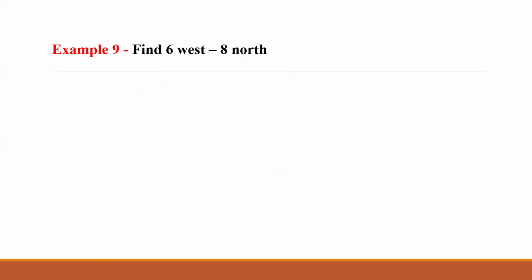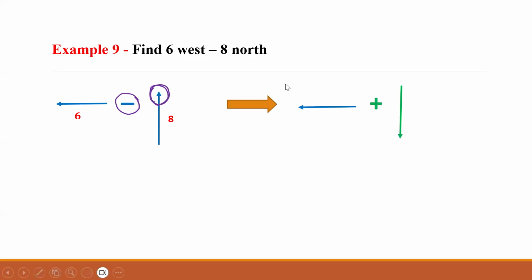They are fine. Okay, so can you try this one, please? I'll give you a few minutes. 6 to the west minus 8 to the north. So what will happen here? We can make this an addition by changing the direction of the second vector, so we change the direction of this one.